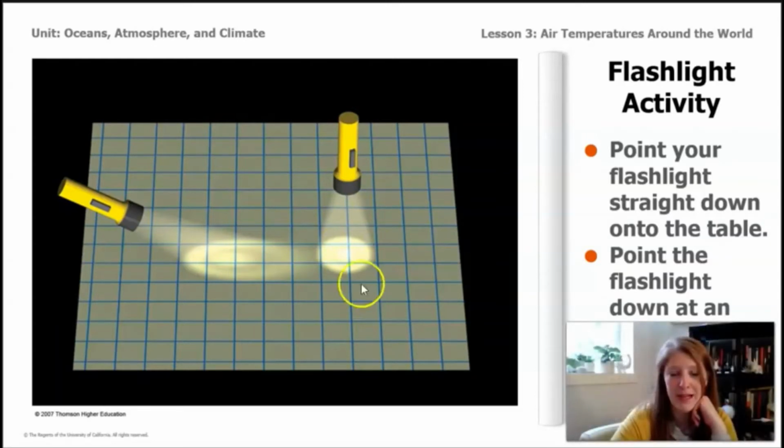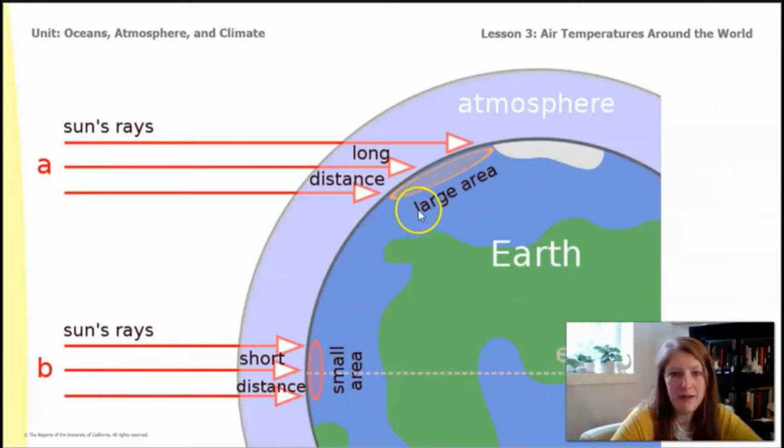And one of the things that I notice as I look at this is that the circle of light here is much more intense than when it comes at an angle, because that amount of energy has spread out over a larger distance. And that's what's happening here on our planet. The amount of energy that is coming in near the poles is less intense than the amount of energy that's coming in at the equator.